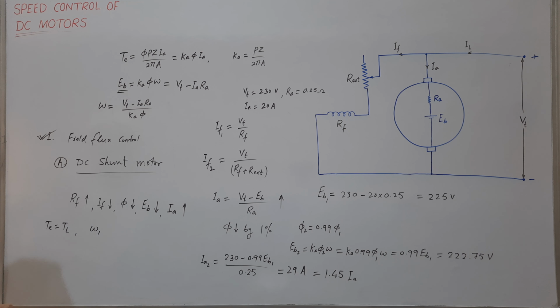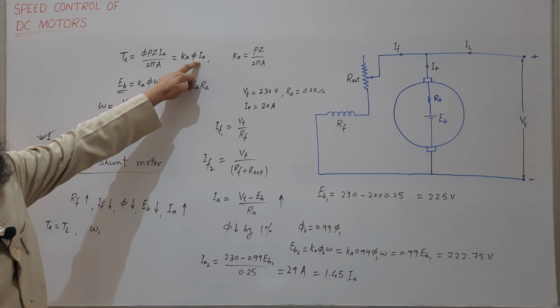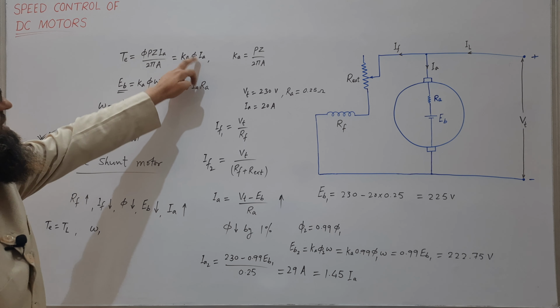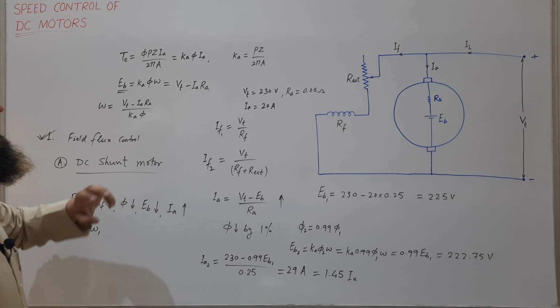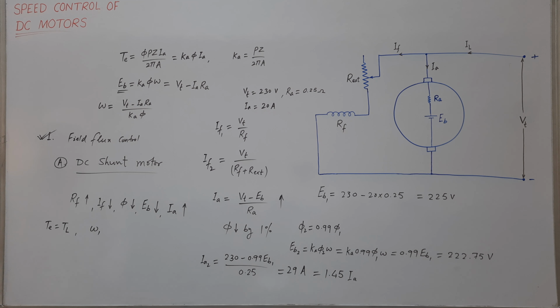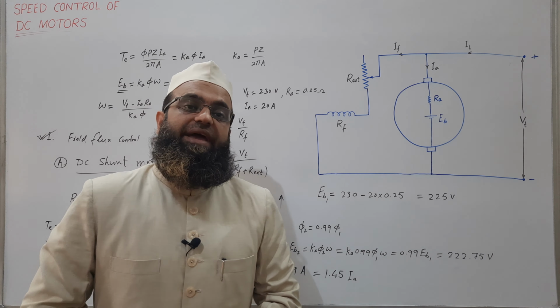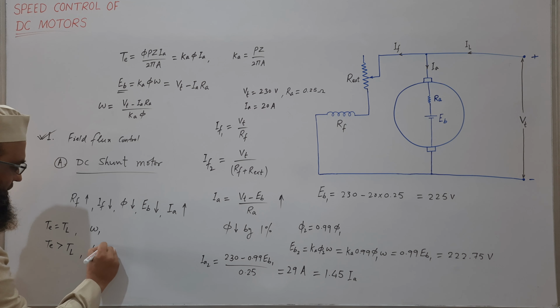We concluded that by decreasing phi, IA increases much higher than the decrease in phi. As a result of this, TE increases. Once TE increases, the motor starts accelerating. So the speed starts increasing.